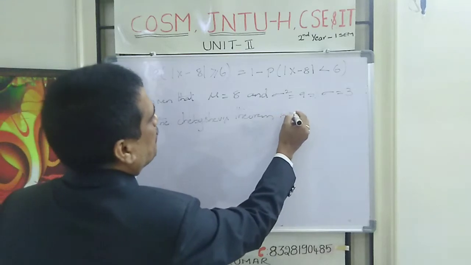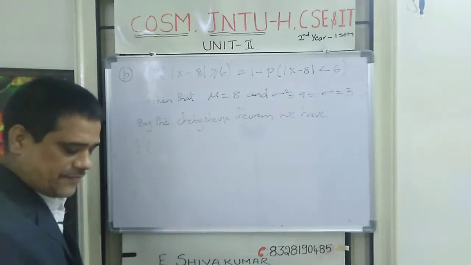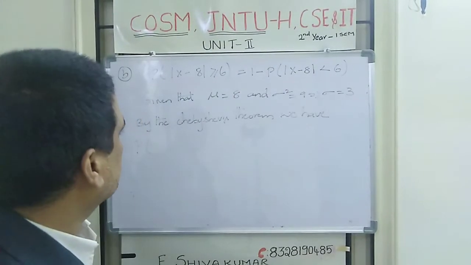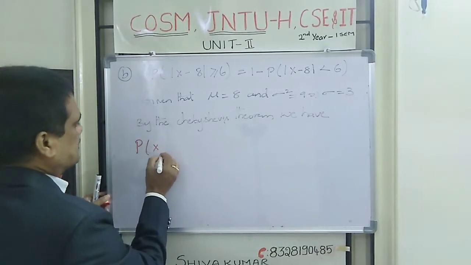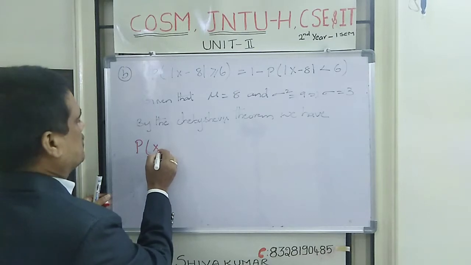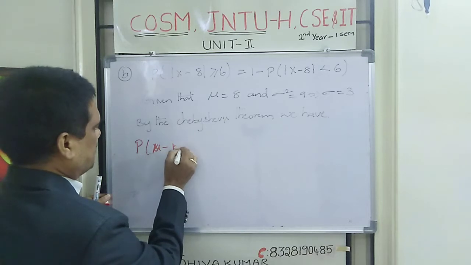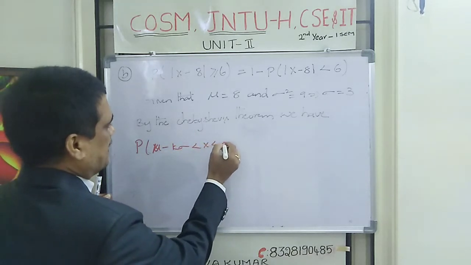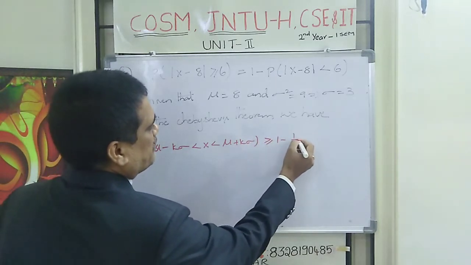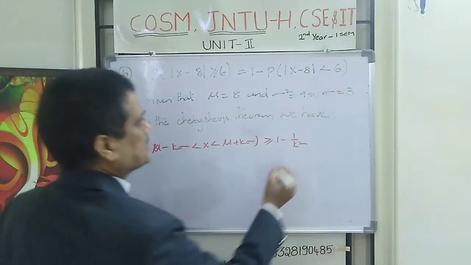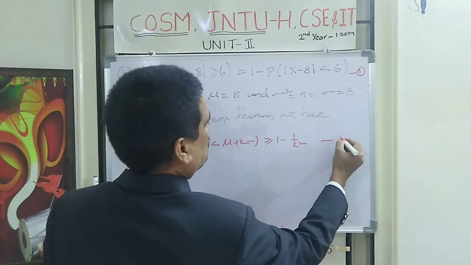we have, probability of, I will write with red pen because it is not working. I am writing P of mu minus k sigma is less than x is less than mu plus k sigma, which is always greater than or equal to 1 minus 1 by k square. Consider this is equation 1, this is equation 2.